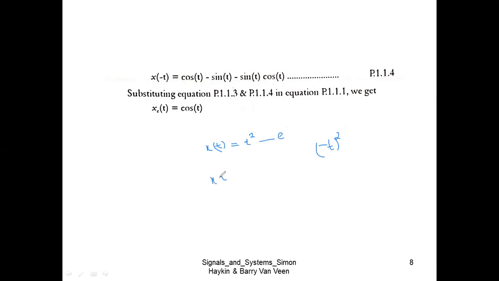But if I take x of t equal to t cube, what would that be? Is it an even signal or an odd signal? x of t square was an even signal. What about t cube? If you substitute minus t, you are going to get an odd signal. Okay, it's a trick question.